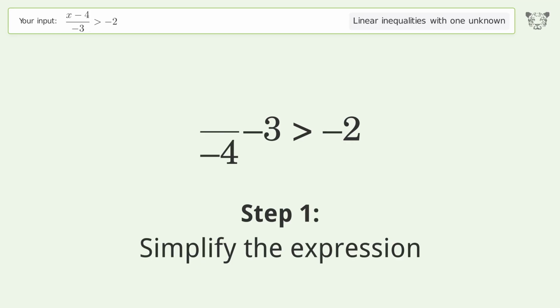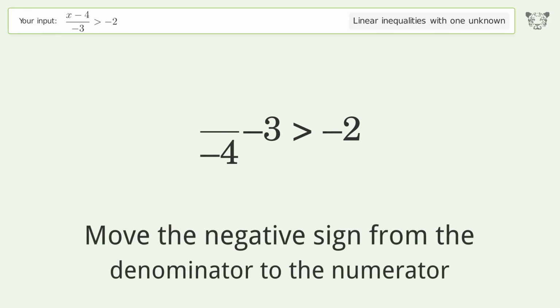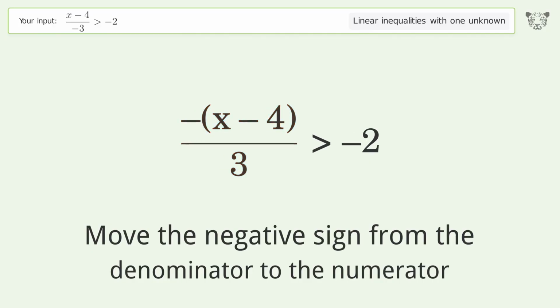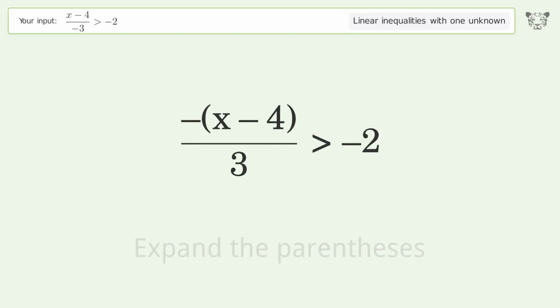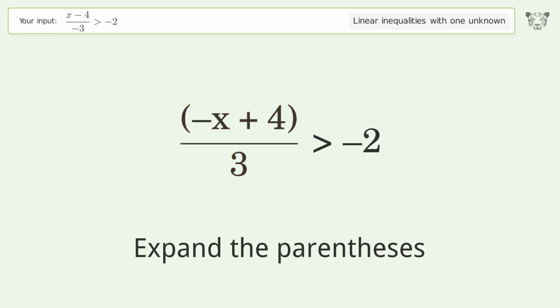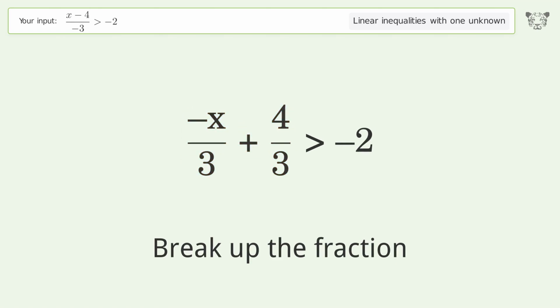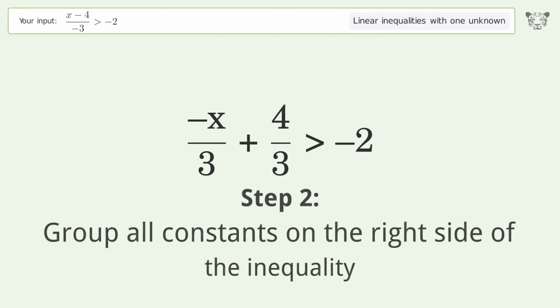Simplify the expression. Move the negative sign from the denominator to the numerator. Expand the parentheses. Break up the fraction. Group all constants on the right side of the inequality.